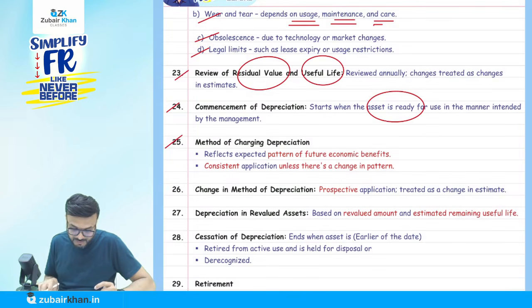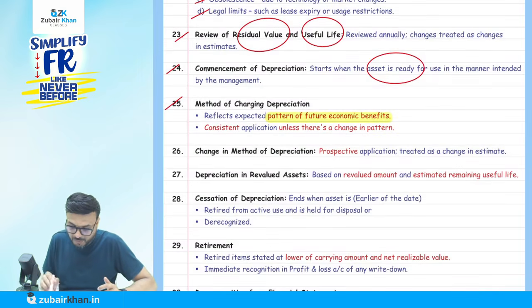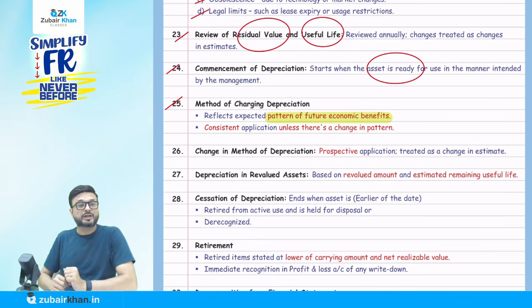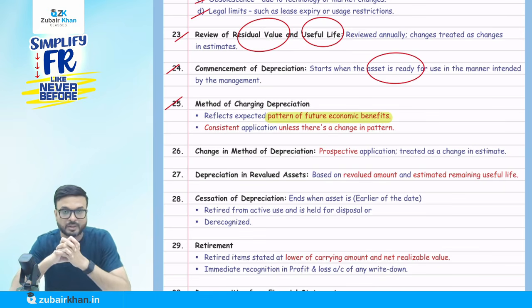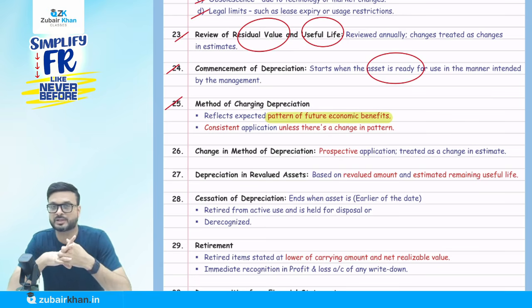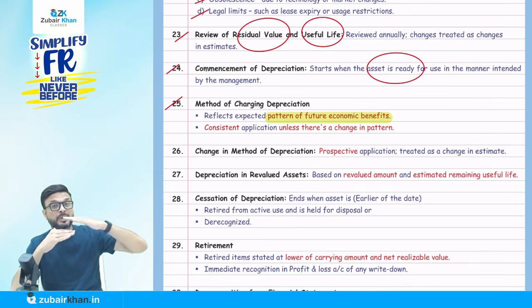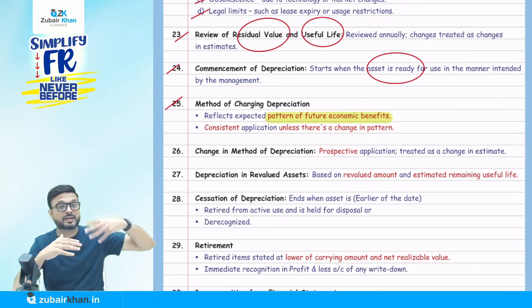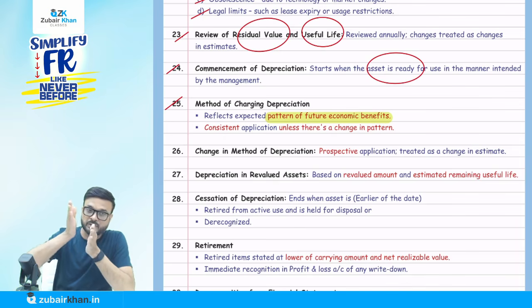The method of charging depreciation is important. It should reflect the pattern of the future economic benefit. Some people say SLM or WDV method. You might have covered the SLM and WDV methods in your graduation or in the foundation level. Anyway, the pattern of future economic benefits, they are not talking about SLM and WDV. They say how much you are expecting to generate future economic benefit from a particular asset. This is the depreciation we are going to charge on the basis of future economic benefit.